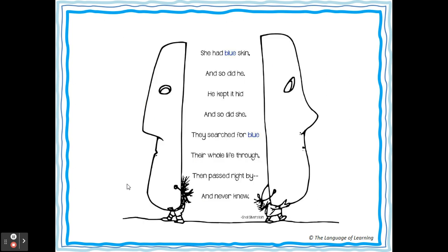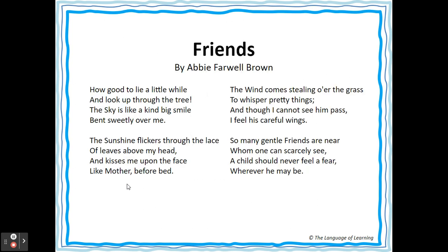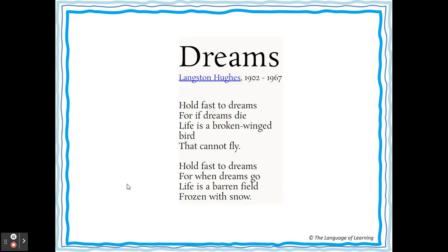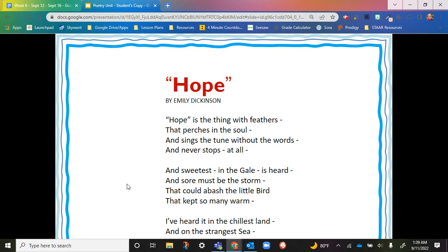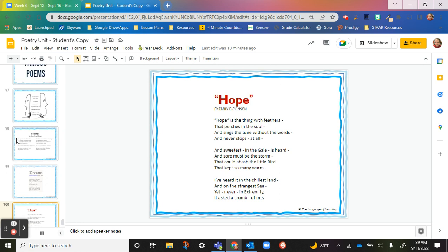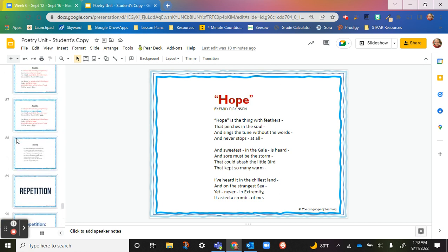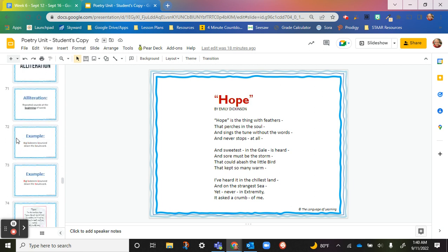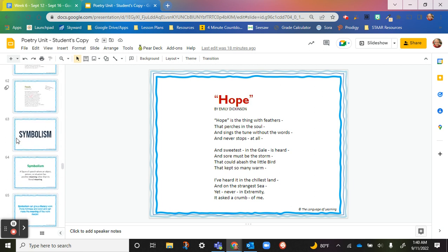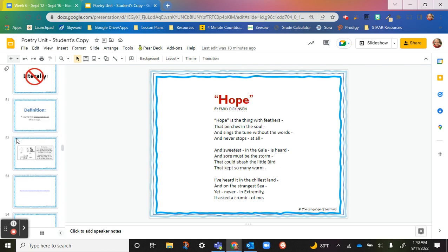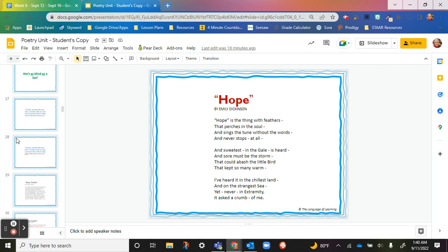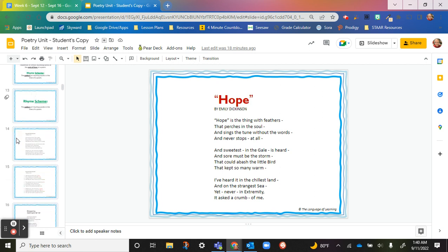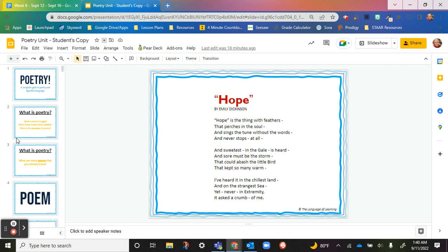All right, here's some famous poems you can pause and read. All right, so like I said, these are the vocabulary words that we went through: repetition, hyperbole, alliteration, symbolism, onomatopoeia, idiom, personification, metaphor, simile, figurative language, rhyme, stanzas, poems.